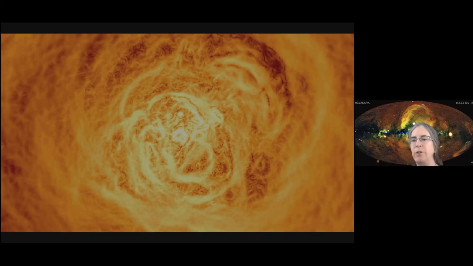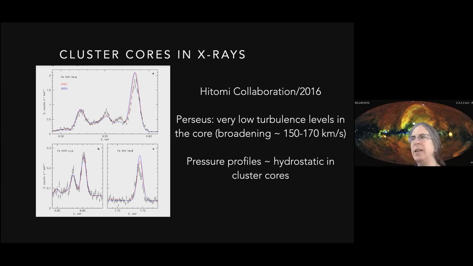I'll point you to work by Irina Zhuravleva, who studied these fluctuations and was able to make estimates of the level of turbulence and so forth in the gas, and concluded that it was subdominant. And that was confirmed by the Hitomi observation in 2016.